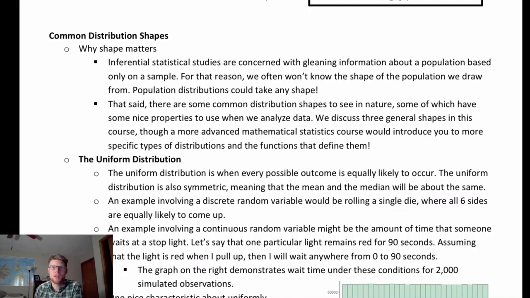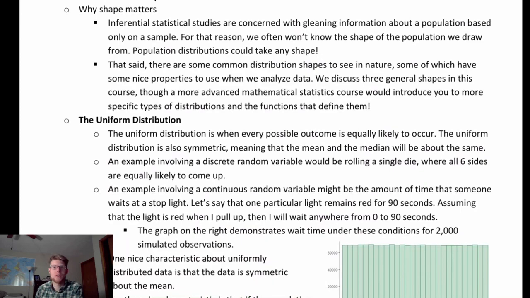So we've talked a little bit about shape before, and now we're going to talk about a couple of categories that we're going to work with. The first one is a uniform distribution. And we're going to think about what kind of random variables would have a uniform distribution. A uniform distribution means that all possibilities for that random variable are equally likely. So if I pick out any equally spaced range, it should be equally likely to occur.